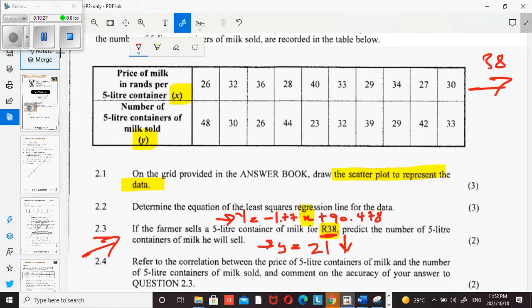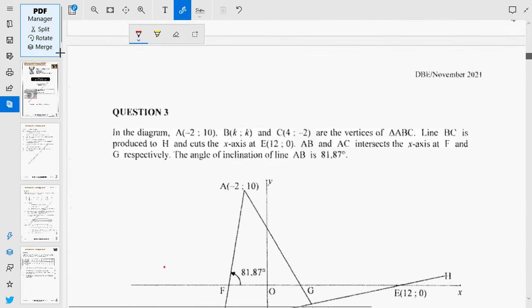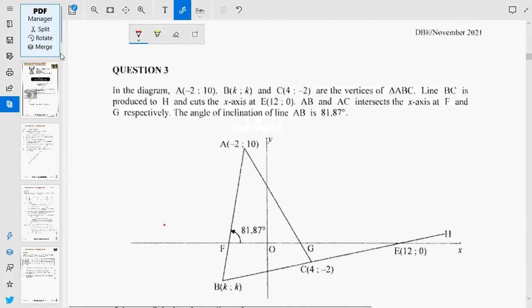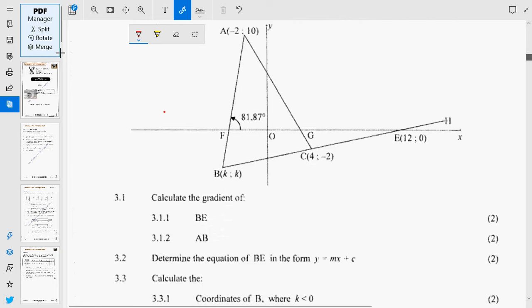Okay, so let's move on to our third question. You are given this information here, which you have to read because I'm doing the exam with you and I don't want to waste time. You can read that in your own time, and you are given this picture here. So the first question they ask us here is to determine the gradient of BE.